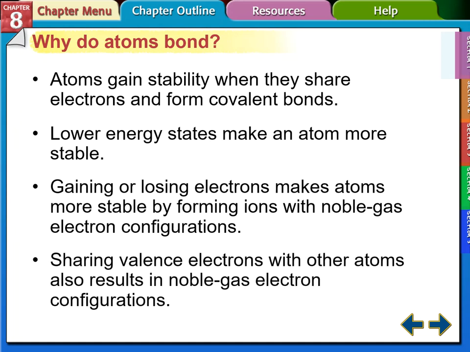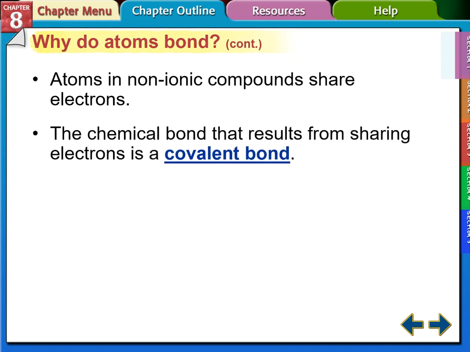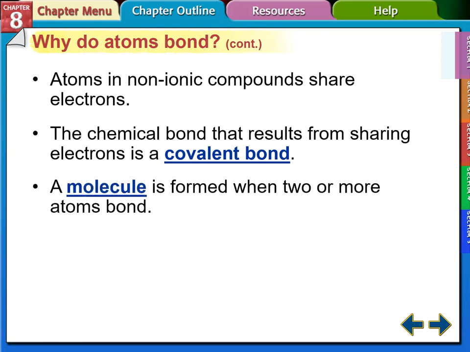And now in chapter 8, we're going to talk about sharing valence electrons with other atoms, which can also result in a noble gas electron configuration. So they can get to the noble gas configuration by losing or gaining, the transfer of electrons, or by sharing. In these non-ionic compounds, they share electrons. This chemical bond is called a covalent bond, and we call that a molecule instead of a compound. It's a compound when it's ionic. It's a molecule when it's covalent.